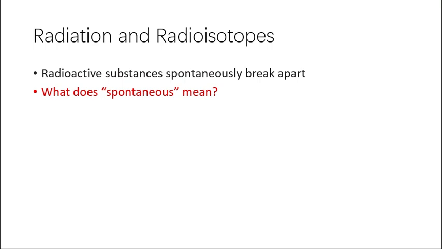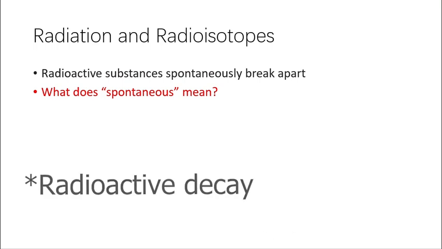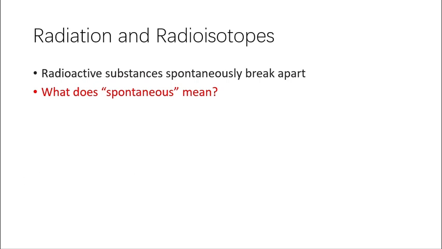Radioactive substances spontaneously break apart. This disintegration is known as radioactive decay. And as some isotopes decay, they emit nuclear radiation in the form of tiny particles or energy.